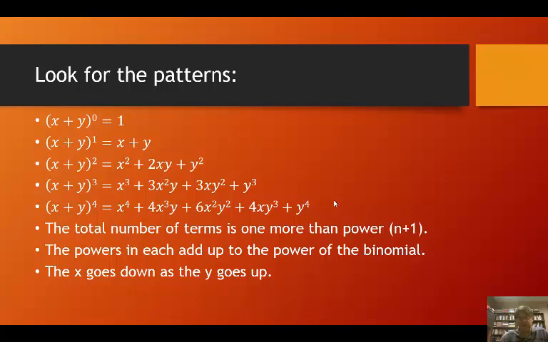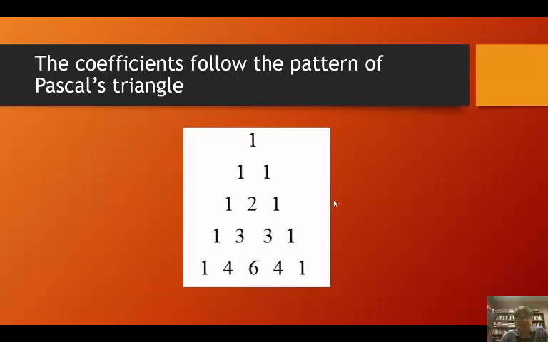There's a guy named Pascal. Blaise Pascal is a very clever beast. Must have had too much time on his hands. But he came up with something called Pascal's triangle. What you'll notice is each term is the sum of the two terms above it.